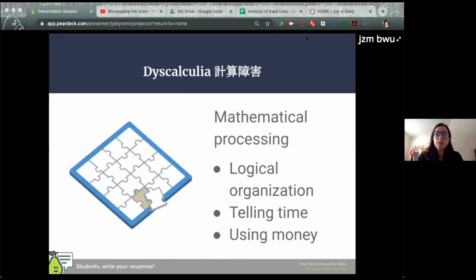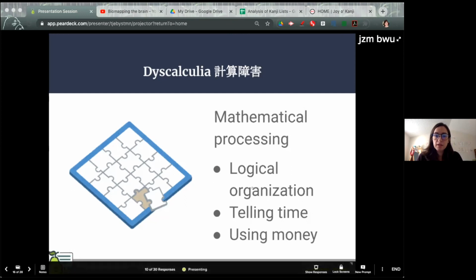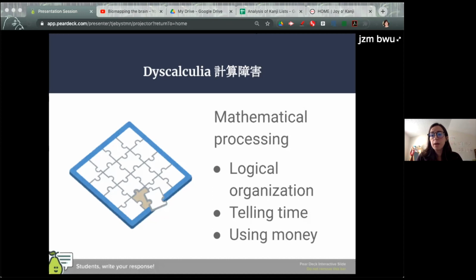Some people mentioned very early in level 1, we're teaching vocabulary related to time. We're teaching vocabulary related to various counting systems. We're teaching vocabulary related to counting suffixes. So these really do show up really early in learning Japanese vocabulary. So it can absolutely show up.